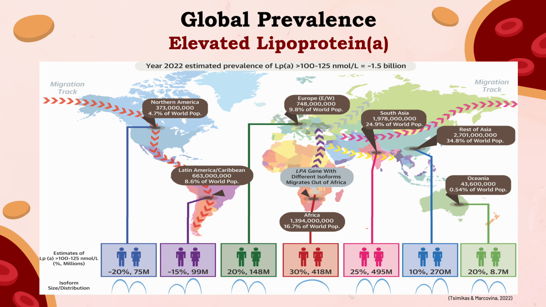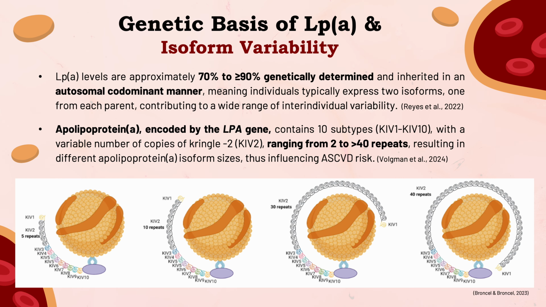In short, genetics and ancestry shape not only how many people are affected, but also how high their Lp(a) levels tend to be. Let's now explore the genetic basis of lipoprotein(a) and why it varies so much across individuals. Lipoprotein(a) levels are primarily genetic, about 70 to 90% heritable, and inherited in an autosomal codominant fashion, meaning most people express 2 lipoprotein(a) isoforms, one from each parent.